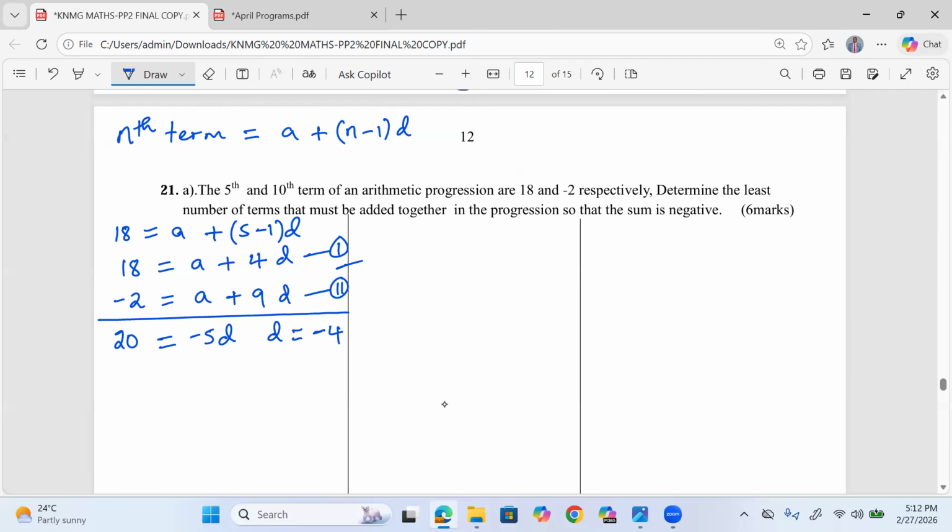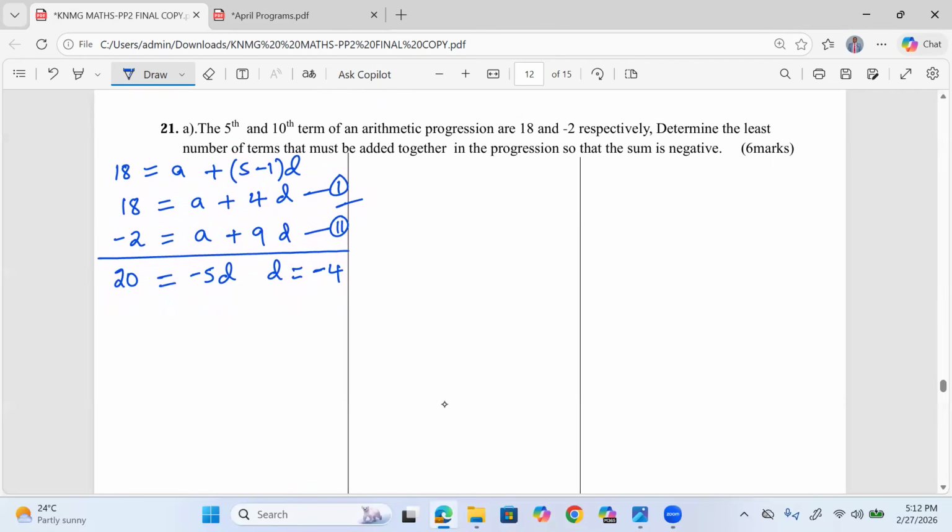Now with negative 4 at that point, we can get the value of A. 18 equals A plus 4 times D. This is negative 16, meaning that negative 16 will be added. So 18 plus 16 gives us 34. So the first term is 34. The common difference is negative 4 in this particular progression, which is arithmetic.